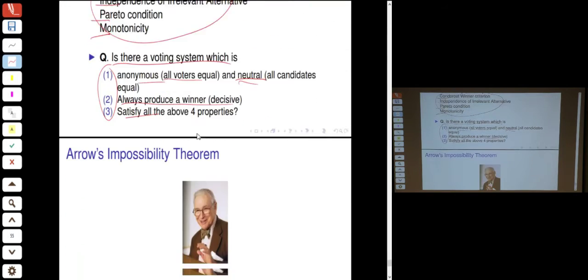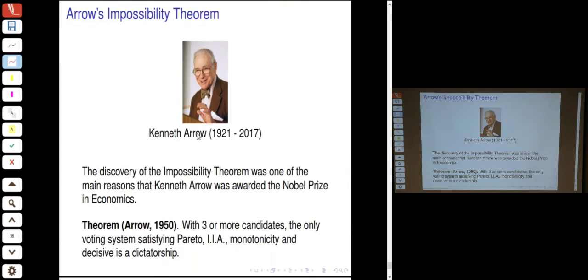And the answer given by the famous scientist Kenneth Arrow is no. Kenneth Arrow died just a couple of years ago. He is a famous scientist from the 20th century, and the discovery of the impossibility theorem, named after Arrow, was one of the main reasons that Kenneth Arrow was awarded the Nobel Prize in Economics.